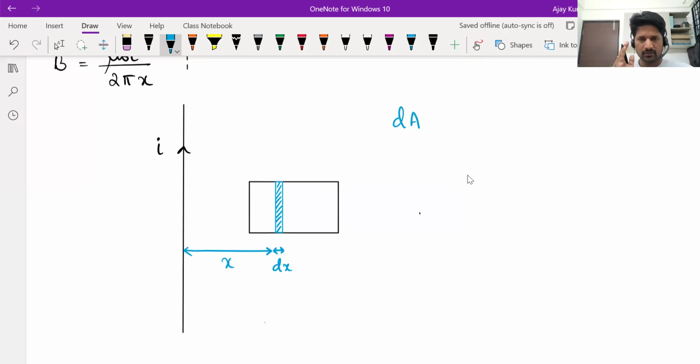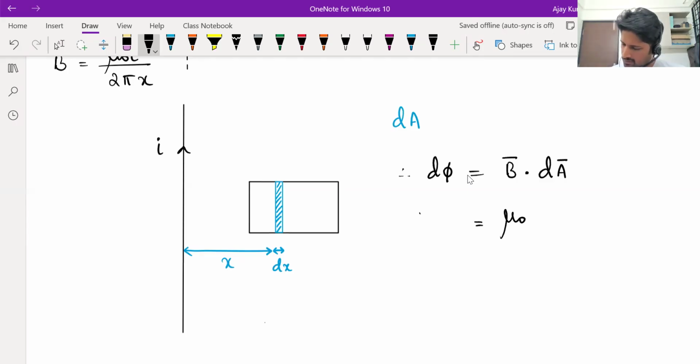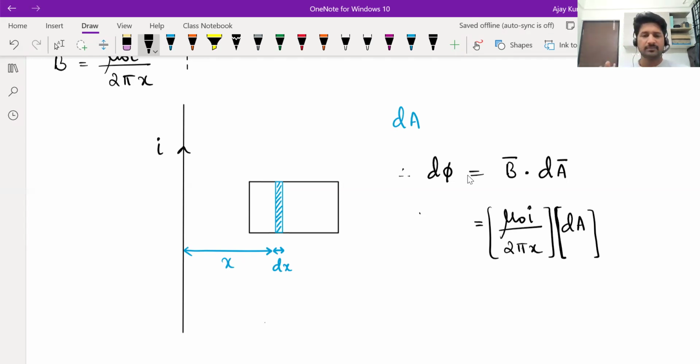So we need the expression for the magnetic field that it is under, and we need the expression for its area as well. You can write d phi, the magnetic flux through that rectangular strip, as B, the magnetic field over it, dot product with its area vector. Now the magnetic field magnitude we know is mu naught I by 2 pi x. That's the magnetic field produced by the wire at a distance x from it. Area for now, let's keep it as dA. And then we need the angle between them. Tell me, in which direction is the magnetic field experienced by that strip?